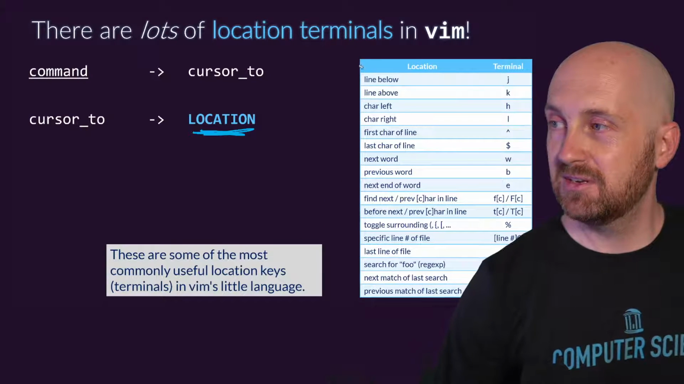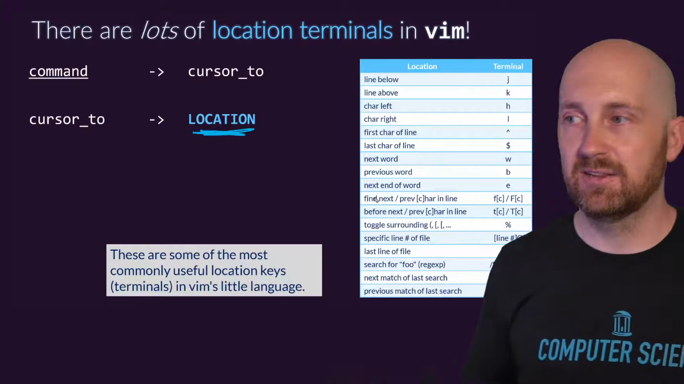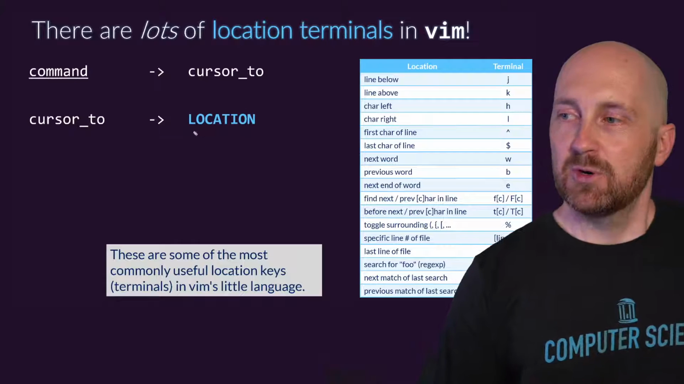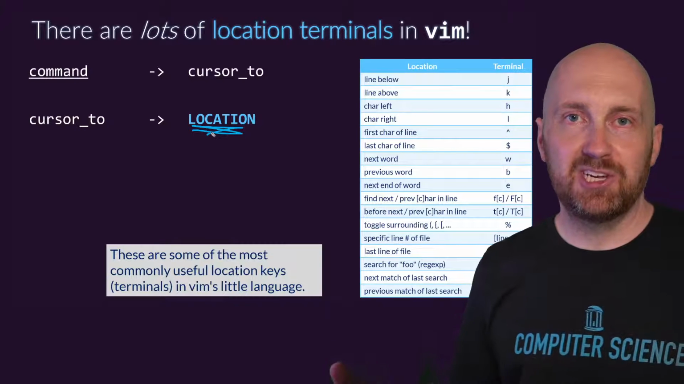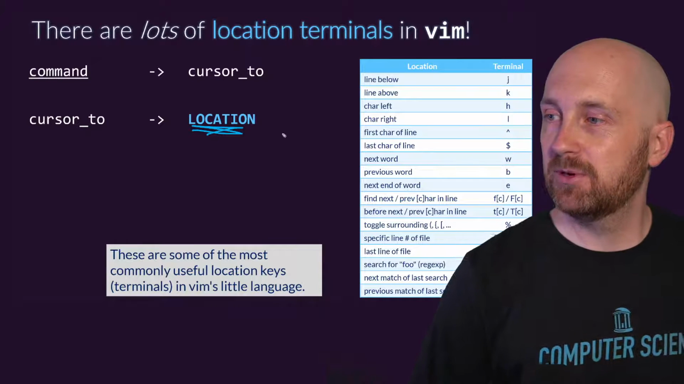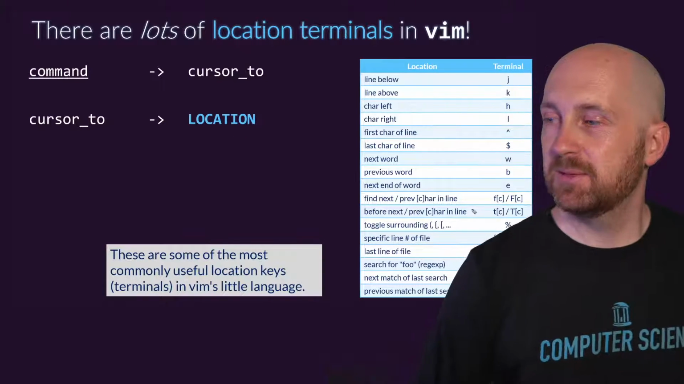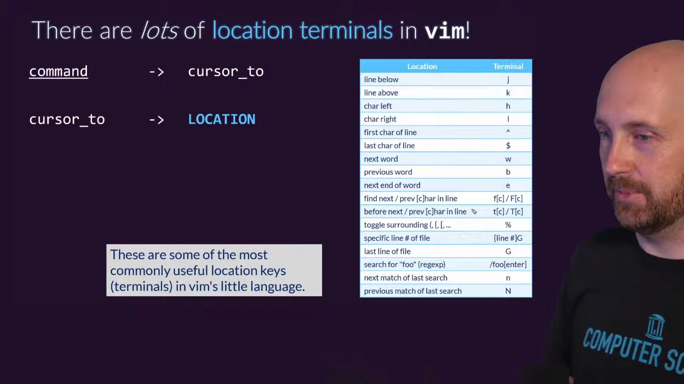Because notice there's a ton of these, right? There's at least 15 listed here on the slide. We're going to take a shortcut and say this capital location refers to any entry in this table of terminals. And the terminals are effectively going to be on the right-hand side. And I'll explain some of these more advanced ones in just a moment.